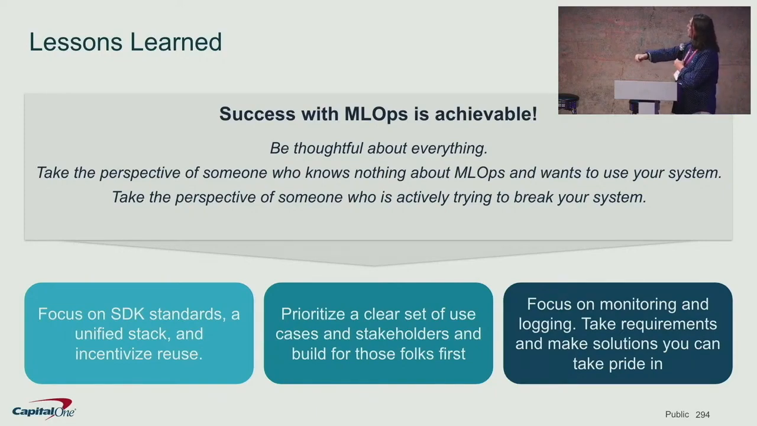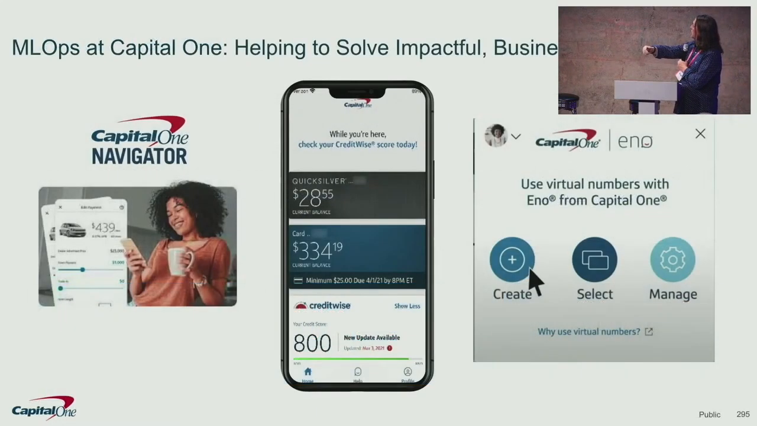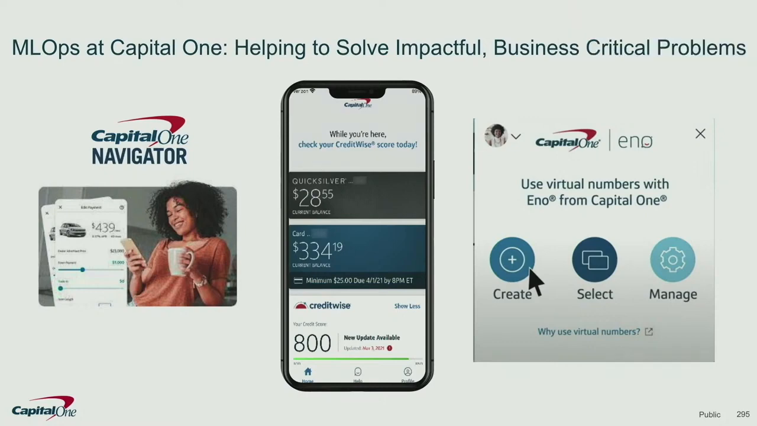So I think that's what we have for you here today. Some other examples of use cases where MLOps is a key aspect at Capital One: things like Auto Navigator is a good example, where ML is supporting buying decisions, and our digital applications like Eno for customer engagement.